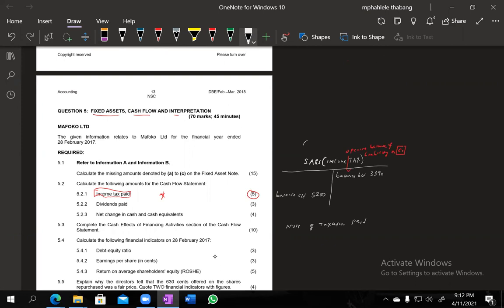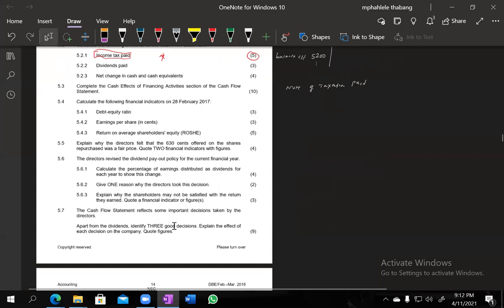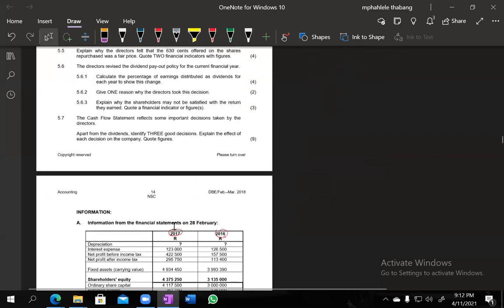Are you guys happy up to this far? You can't fail to put the opening balance on the credit side and a closing balance of a liability on the debit side. I think you are happy with this one. Now we say income tax, which we are going to find from the income statement.